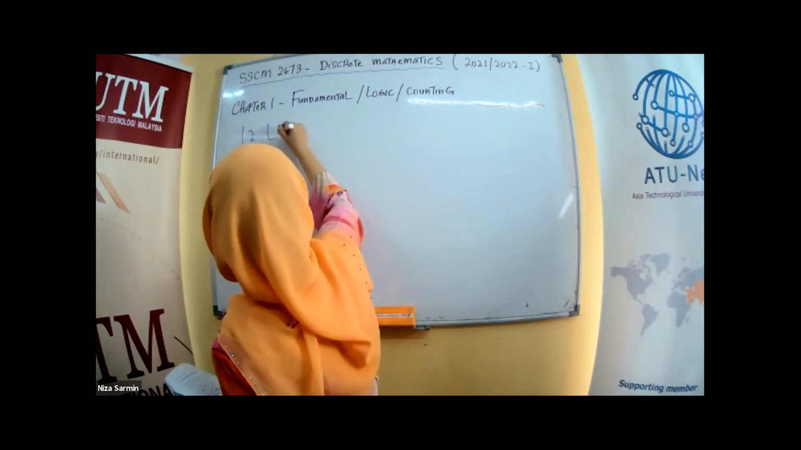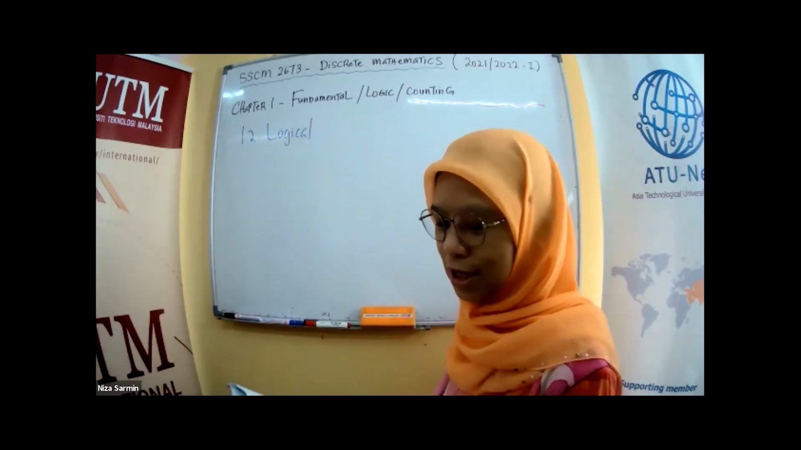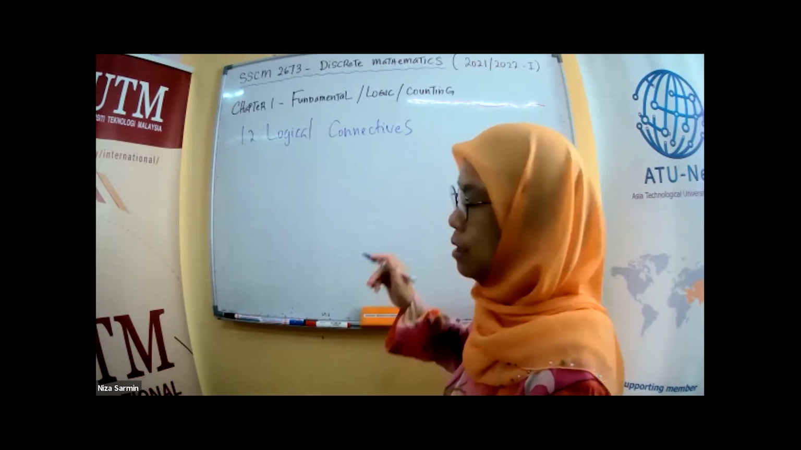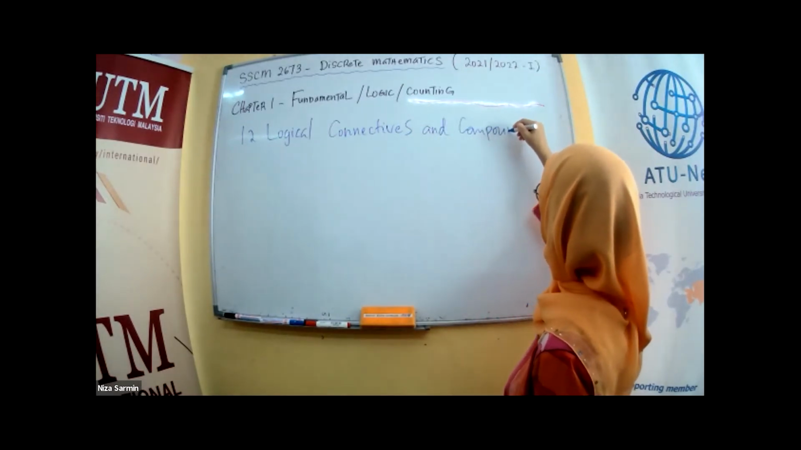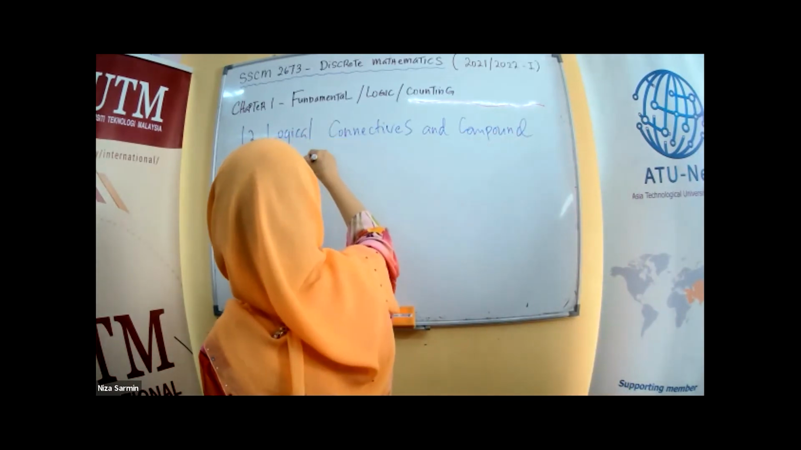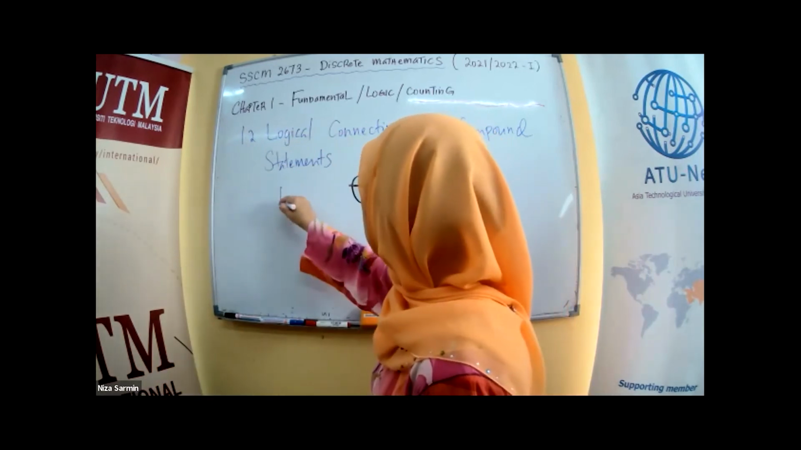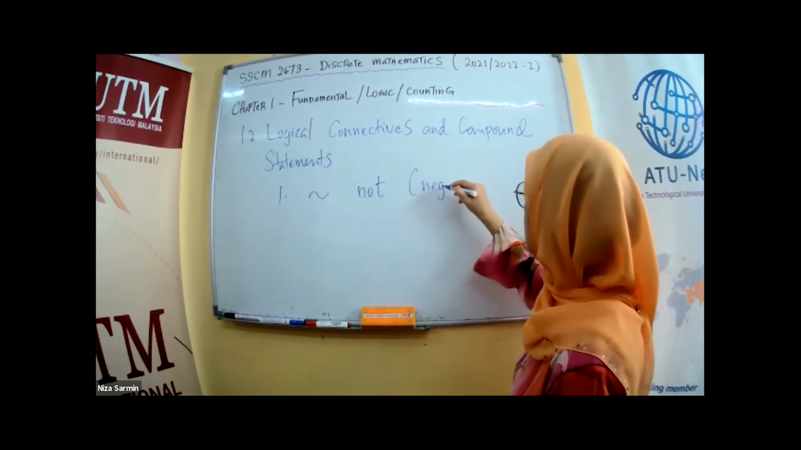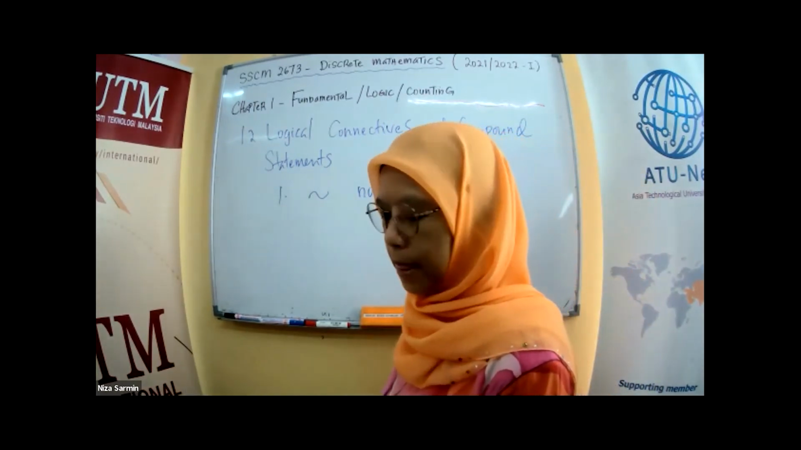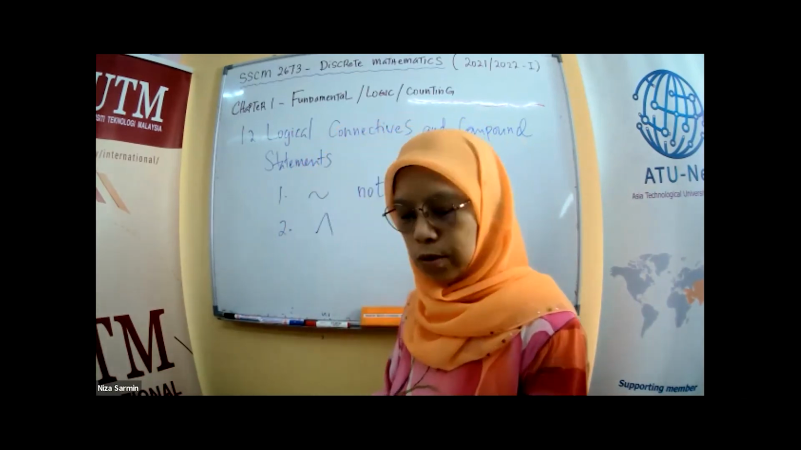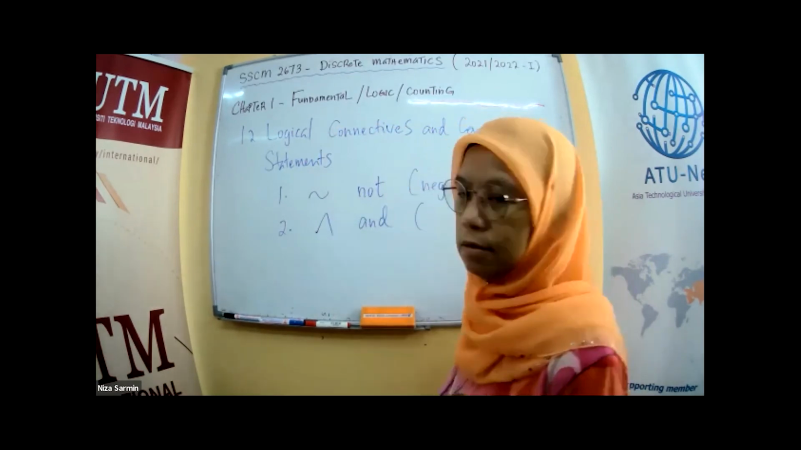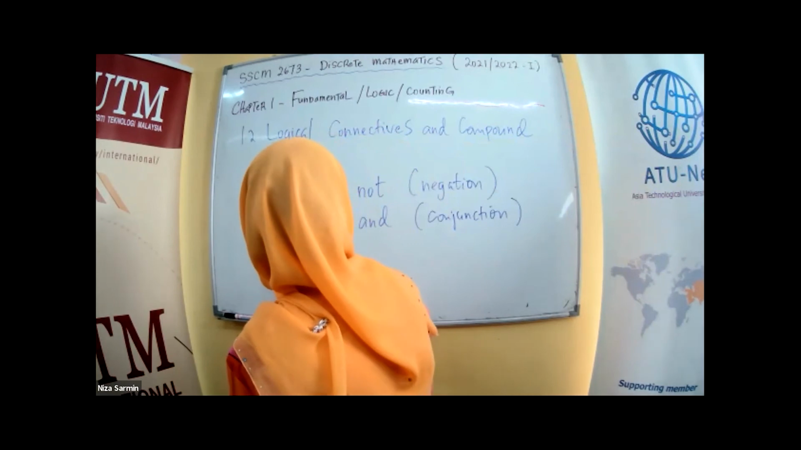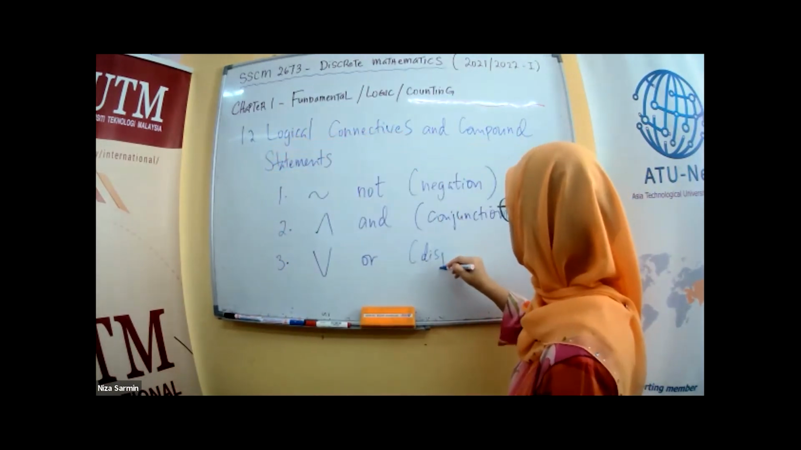Okay, the next one is the ulangan set theory and logic, logical connectives and compound statements. Okay, the first one is the not, which is a negation. The second one is what we call the and, which is conjunction. And the third one would be the or, the disjunction.